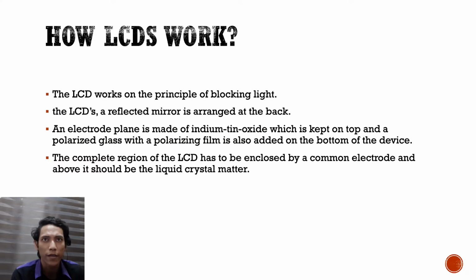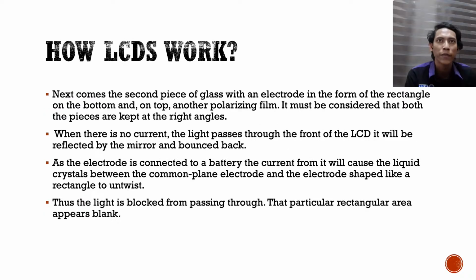And how an LCD works. The LCD works on the principle of blocking light. A reflecting mirror is arranged at the back. An electrode plane made of indium tin oxide is kept on top, and polarized glass with a polarizing film is also added on the bottom of the device. The complete region of the LCD has to be enclosed by a common electrode, and above it should be the liquid crystal matter. Next comes the second piece of glass with an electrode in the form of a rectangle on the bottom, and on top another polarizing film. It must be considered that both pieces are kept at right angles.